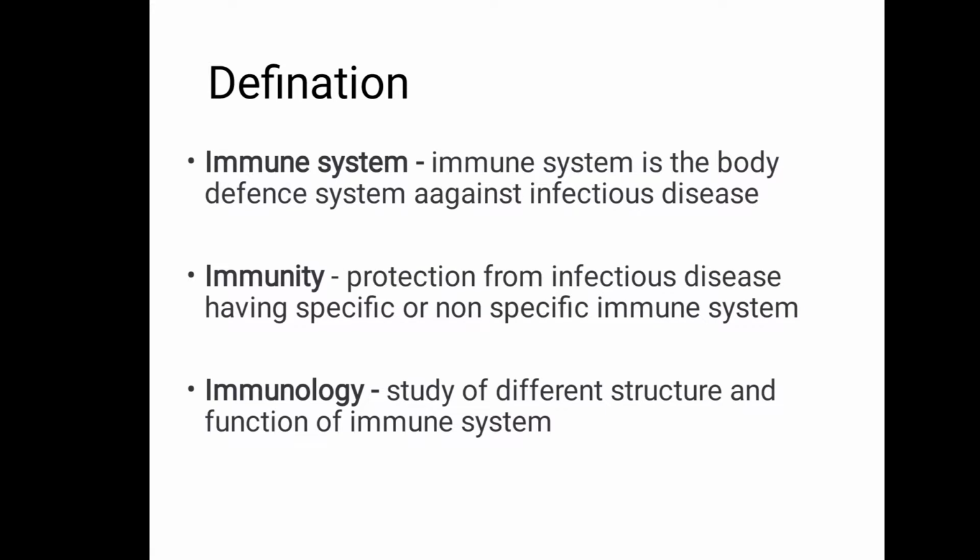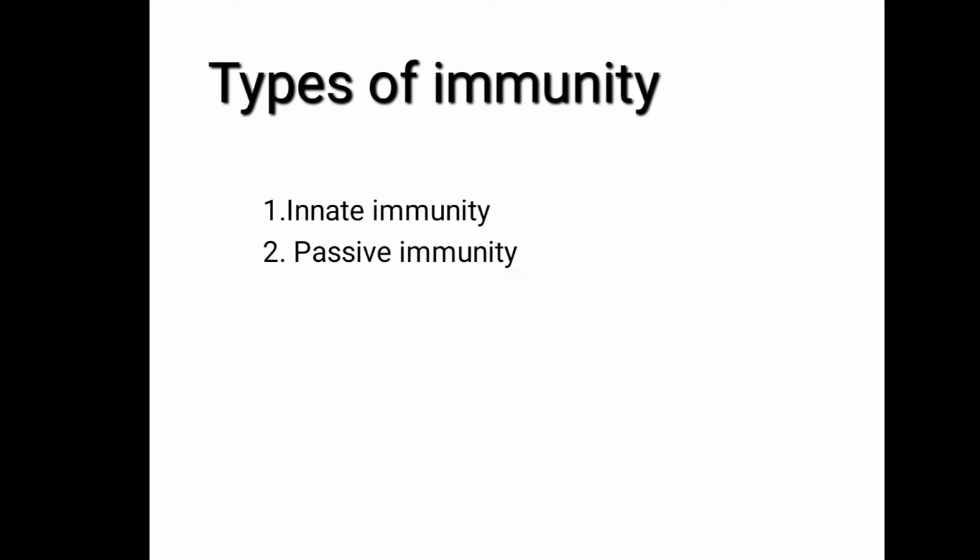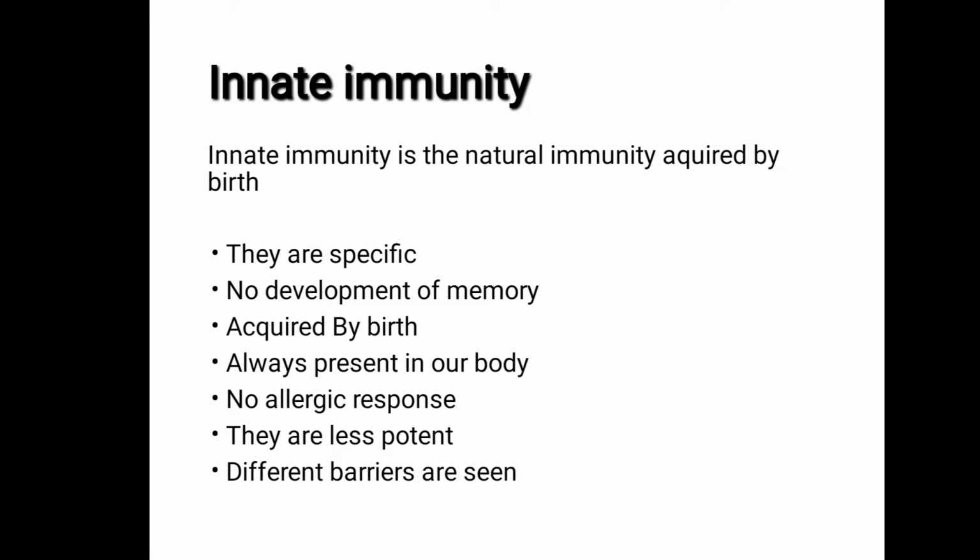Okay. So, types of immunity. There are two types of immunity, namely innate immunity as well as passive immunity. We will see what innate immunity is. Innate immunity is a natural immunity acquired at birth. By our birth itself, the kind of immunity present in our body is called innate immunity. They are very much specific as they respond to a particular pathogen itself.